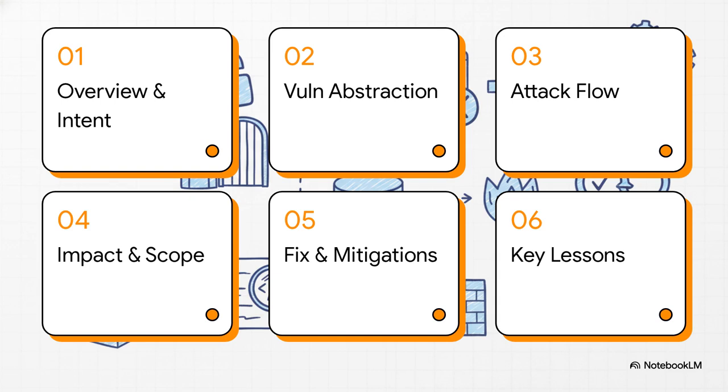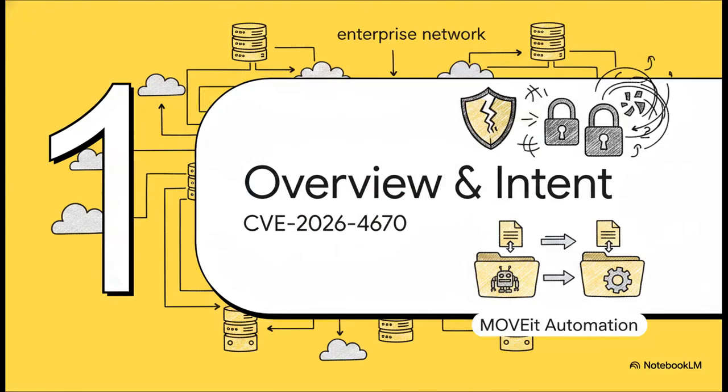Here is our roadmap for today. We'll quickly cover the overview and original intent, abstract the vulnerability, trace the attack flow and root cause, look at the impact, discuss the patch, and wrap up with some key secure coding lessons. All right, Section 1, Overview and Intent.